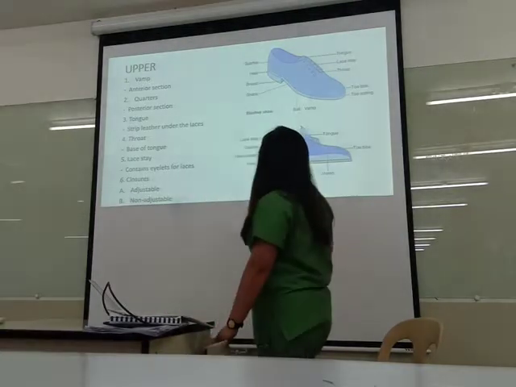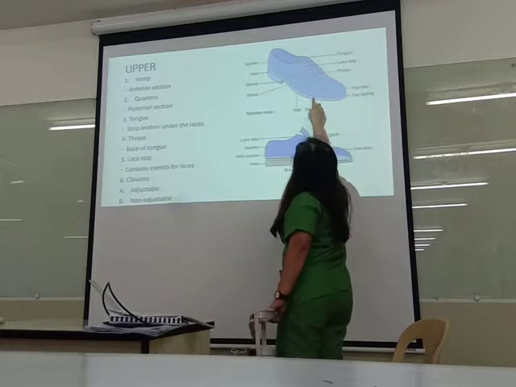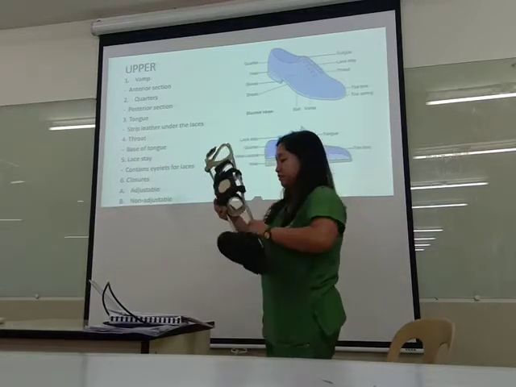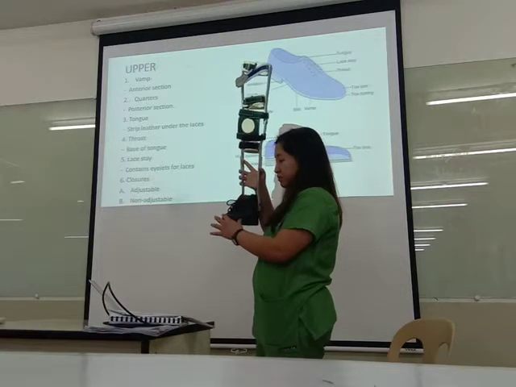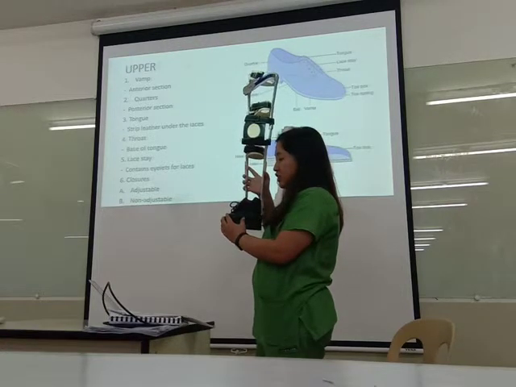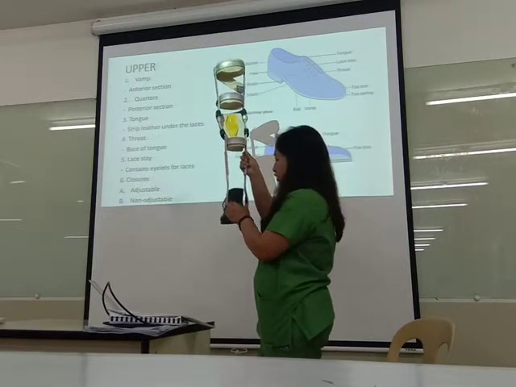So for the upper, in this first part, we have the vamp, which is the anterior section. Quarters, the posterior section, so here.